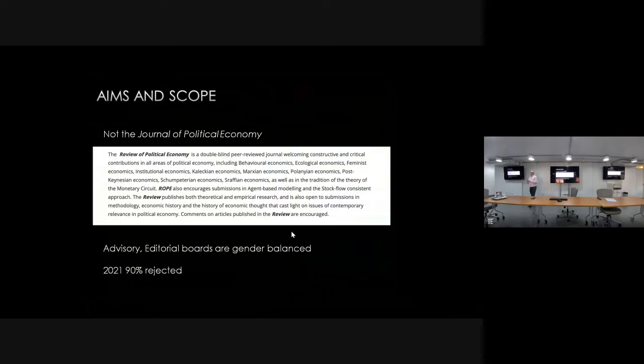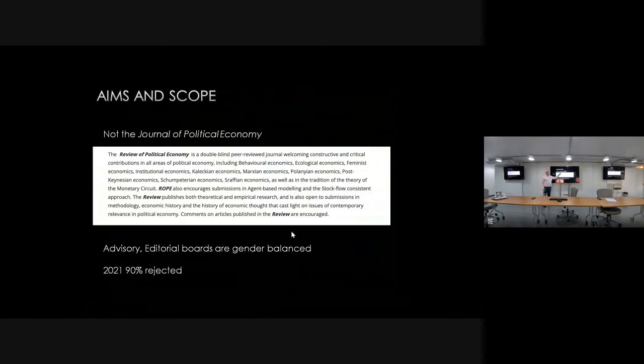So the point I'm trying to make here is to learn the journal where you want to send your paper. Every journal has an aim and scope. Every single journal. So read what it says. The Review of Political Economy is a double-blind peer-reviewed journal welcoming constructive and critical contributions. Right? Constructive and critical.